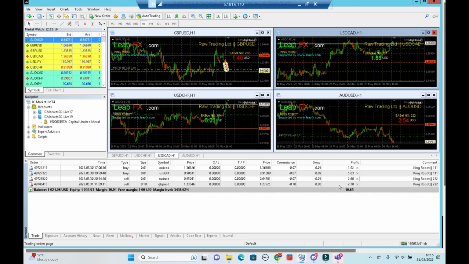As you see here, everything's in profit. I've got a trade for each of the pairs. What I've seen so far is as soon as one trade finishes, a new one opens up. So I think you're always in a trade with this trading robot.